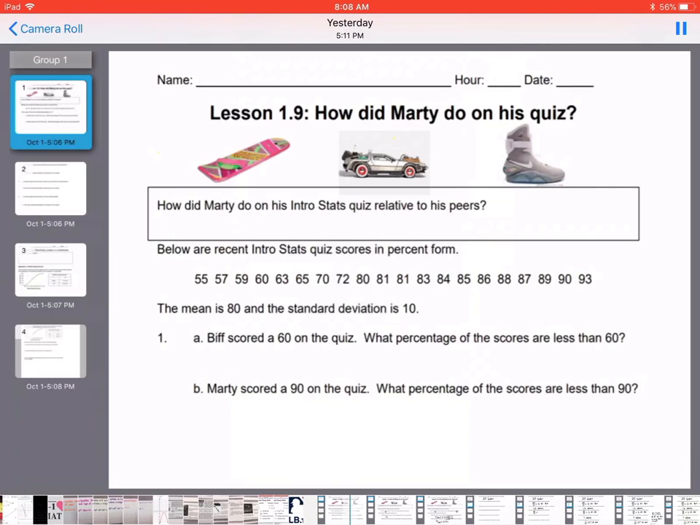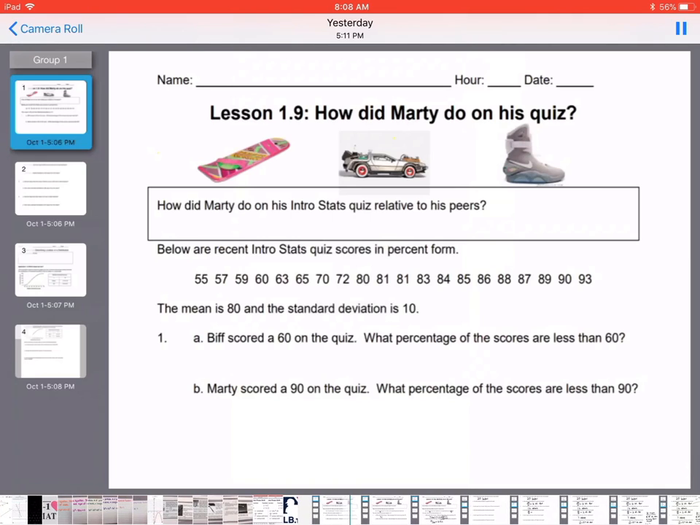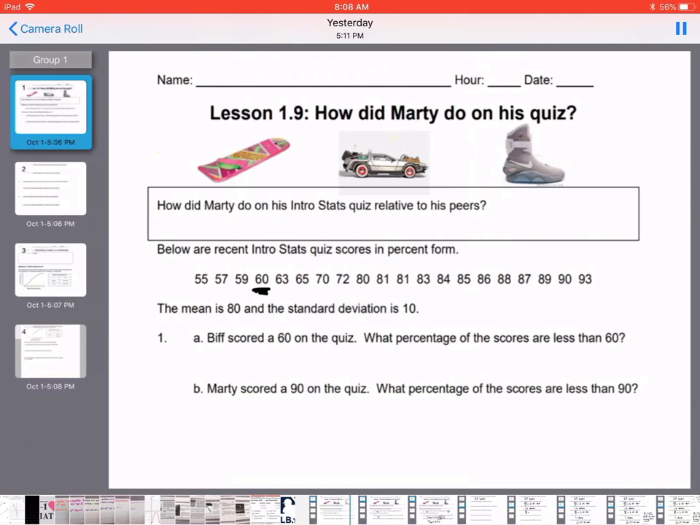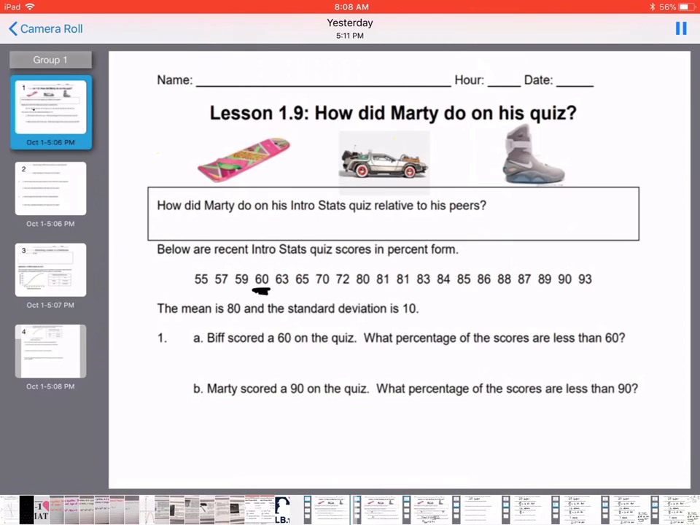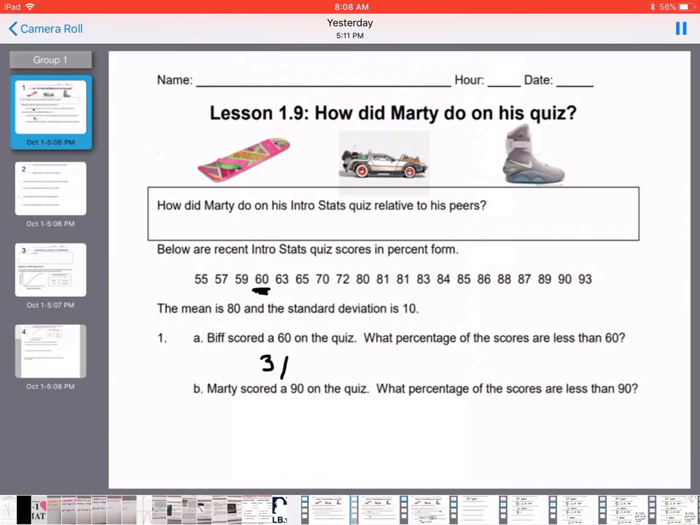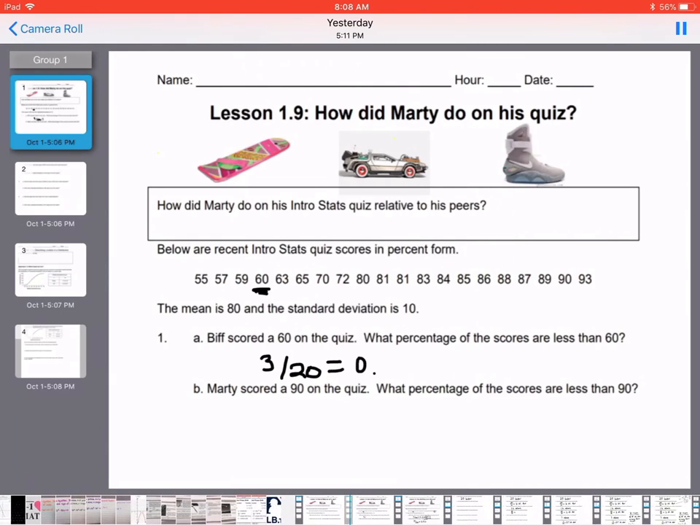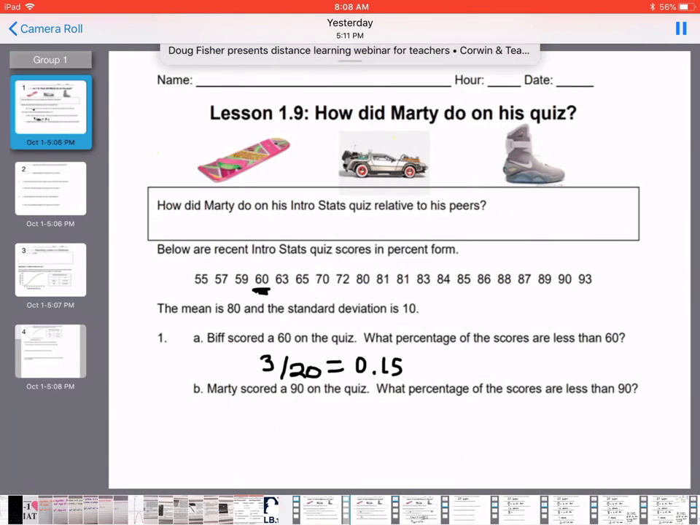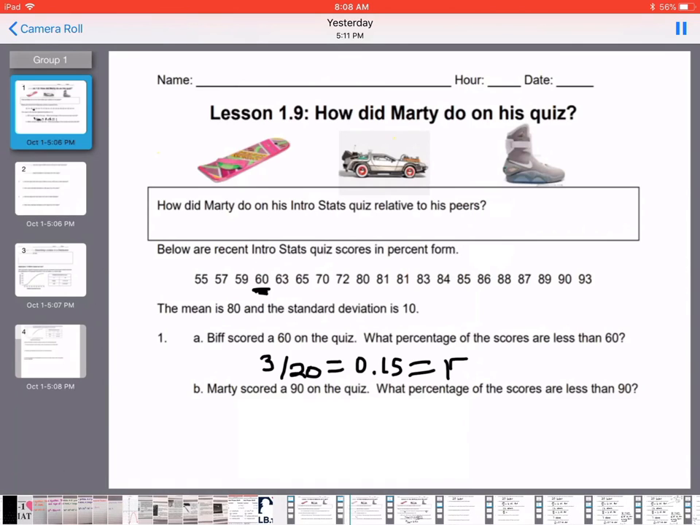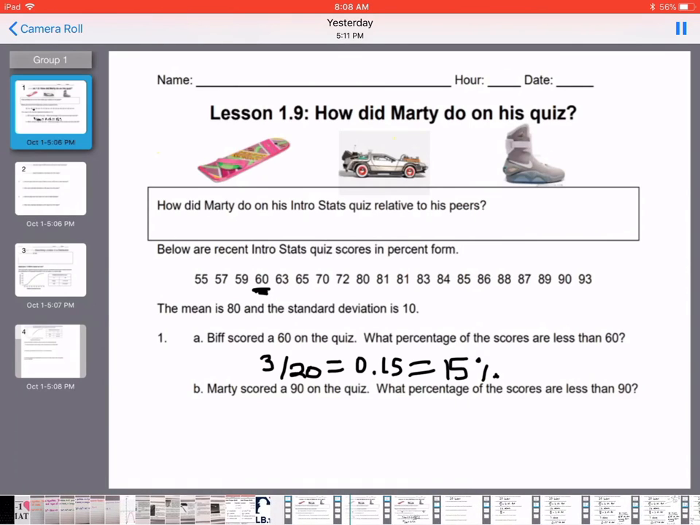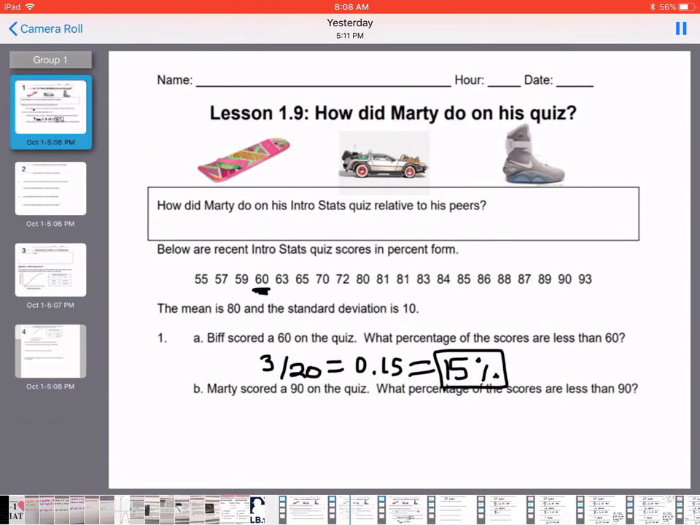So our first question here, Biff scored a 60 on the quiz. What percentage of the scores are less than 60? Well, here is 60 right there. Now I'm looking at less than 60. There are 3 scores that are less than 60 out of 20 total scores, that's 0.15, but they're looking for a percentage, so that's 15%. Right there, 15% of the scores are less than 60.